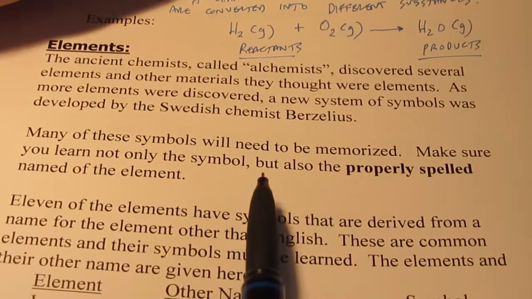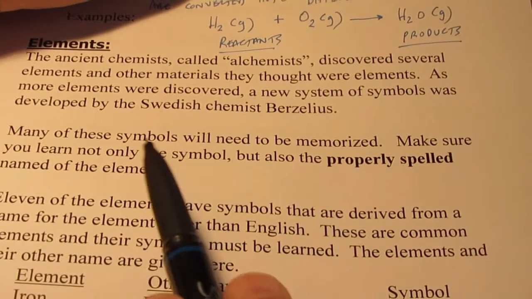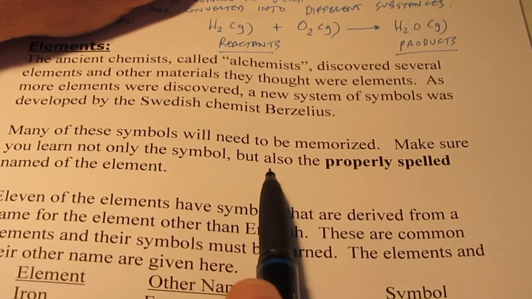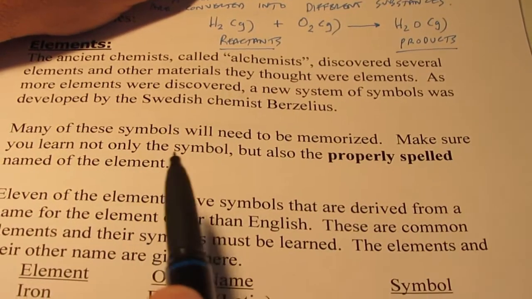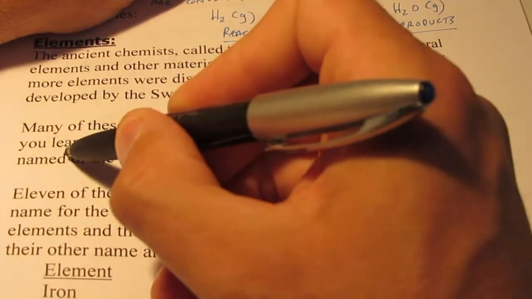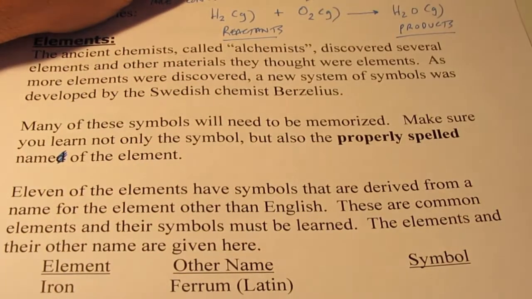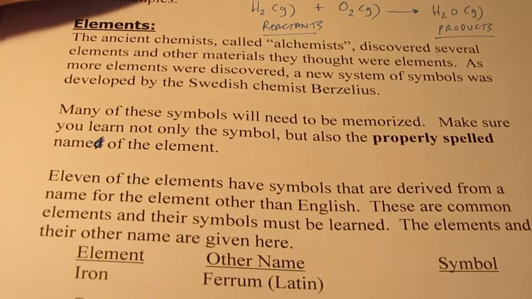Many of these symbols will need to be memorized. Make sure you learn not only the symbol, but also the properly spelled name of the element. That should be name of the element. Sorry, there was a typo in your notes.